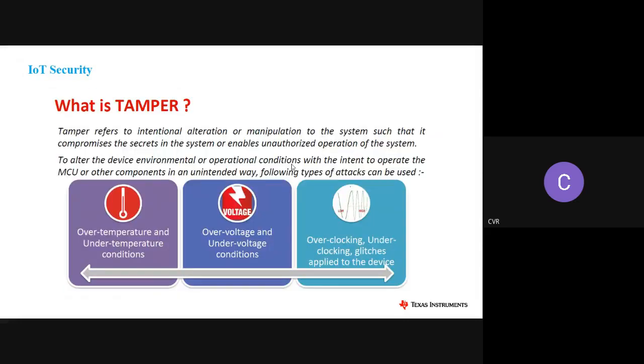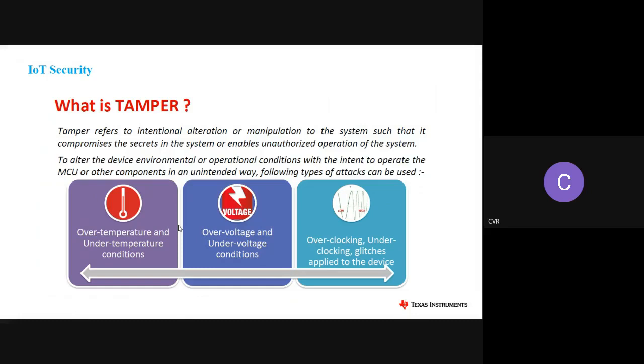So another thing is that somebody could tamper with your system. They could manipulate your system and change its behavior. For example, in your system you will have certain conditions like over temperature or under temperature, right? They can change this, or somebody could reduce the voltage, or they could change the clock frequency. All those things are possible.